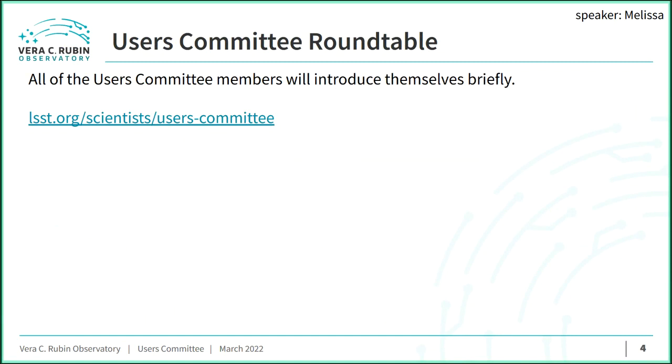Hi, I'm Matt Holman. I'm at the Center for Astrophysics. I am the current chair of the users committee. My research is primarily in solar system dynamics and searches for bodies in our solar system.